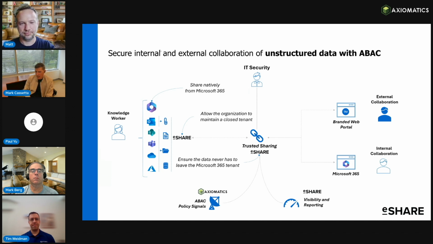The third thing, which might sound obvious based on how I'd set this up, is that we want to ensure that data never has to leave your Microsoft 365 tenant. We want to share links at all times. That's the goal. We want to make sure that data stays in your control, so that if you want to revoke that link, you can do that.